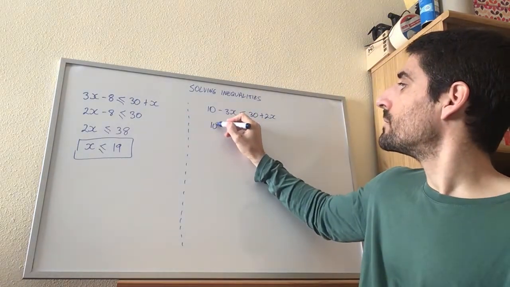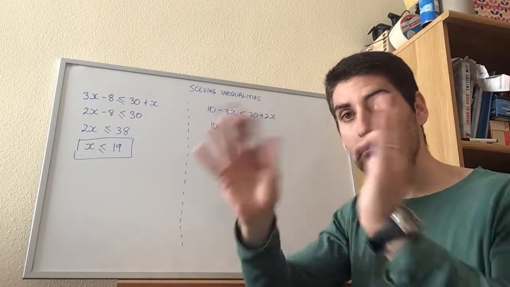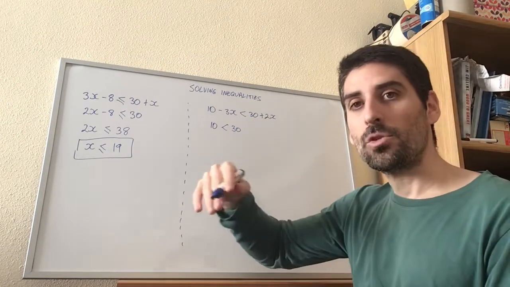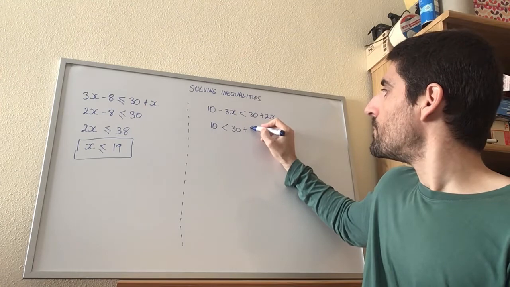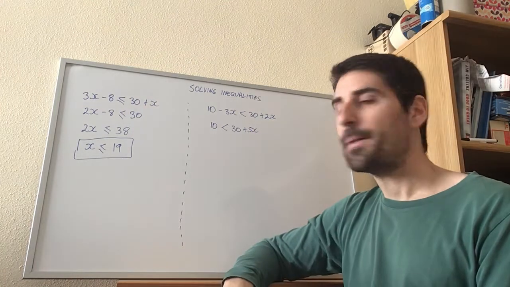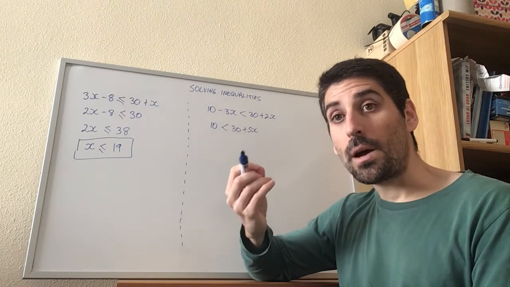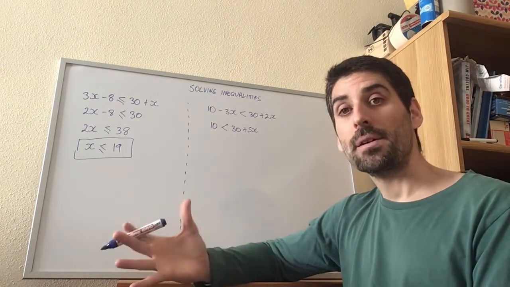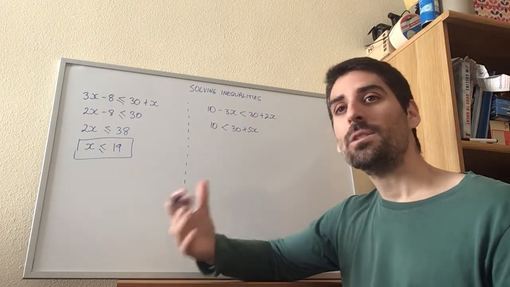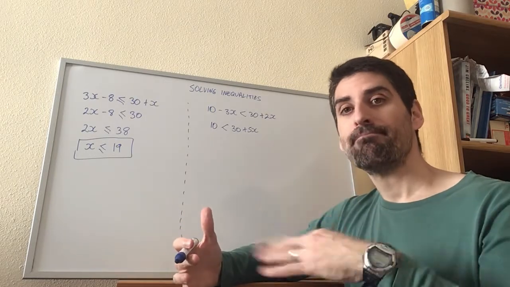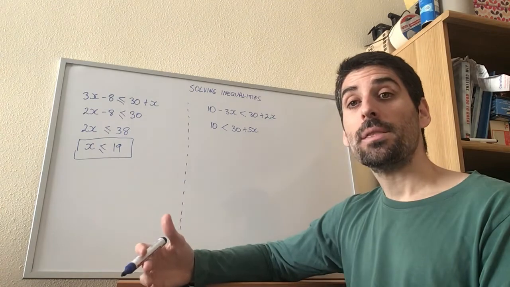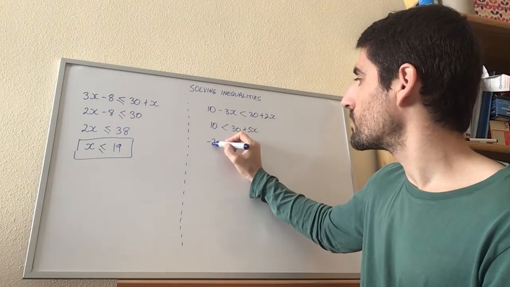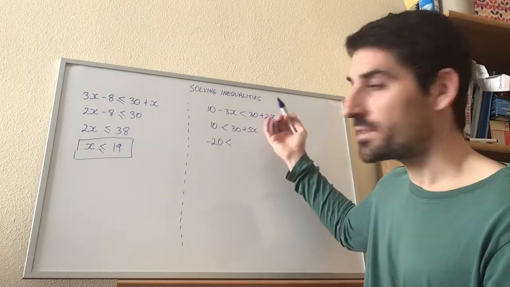So 10 minus 3x plus 3x is 0, is less than 30, and then 2x plus 3x is 5x, like that. Now, when I want to keep the 5x on their own, in order to get to the answer, I need to get rid of that 30. That's a positive 30. How do I turn a positive 30 into a 0? I take away 30. So I am going to take away 30 from both sides. 10 take away 30 is minus 20. So minus 20 is less than 30 minus 30, 0, 5x.